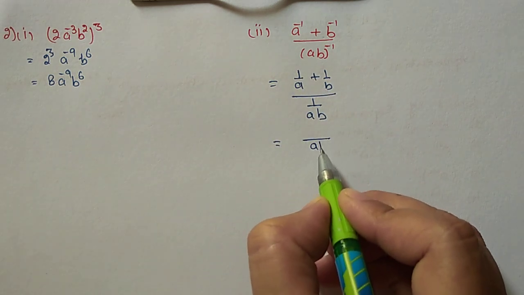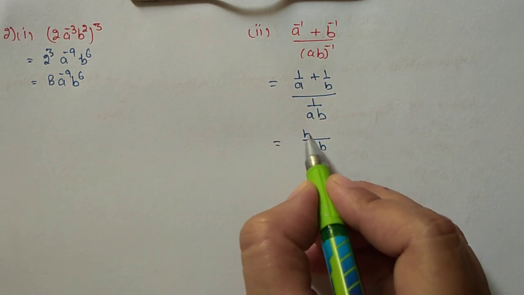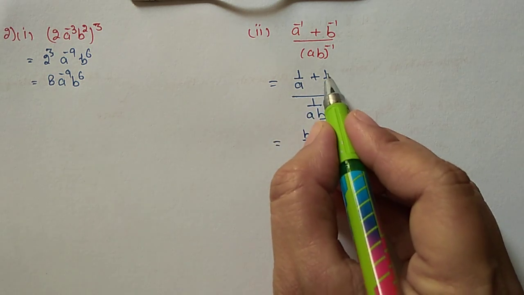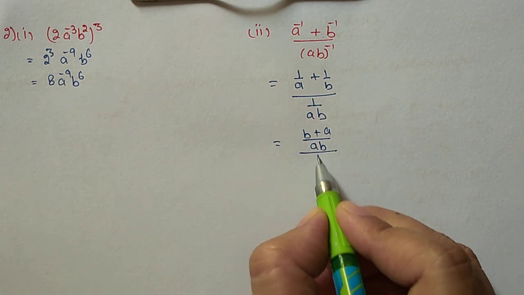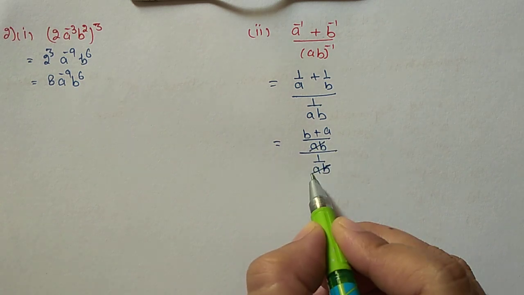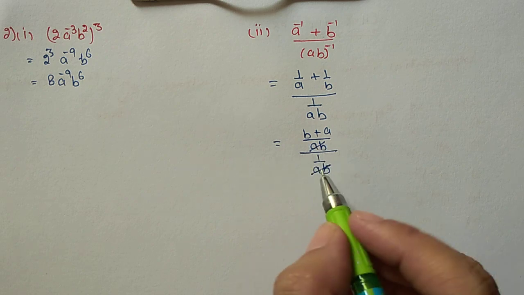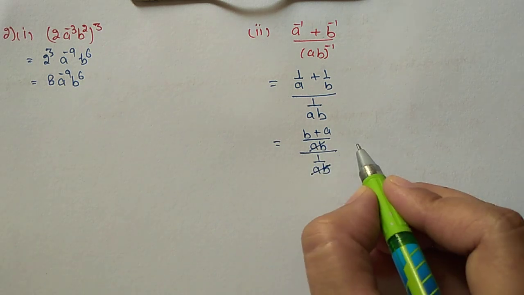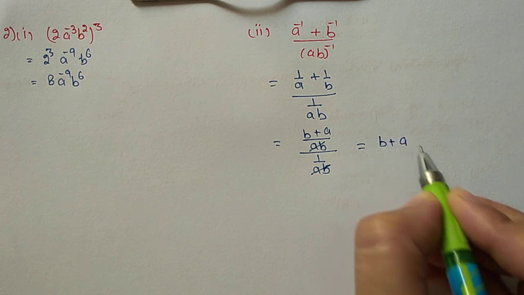LCM will be ab. Here we have a, so b will come, and there we have b, so a will come, divided by 1 by ab. So here ab in the denominator and down there also ab in the denominator, both will cancel out. Your answer will be b plus a.